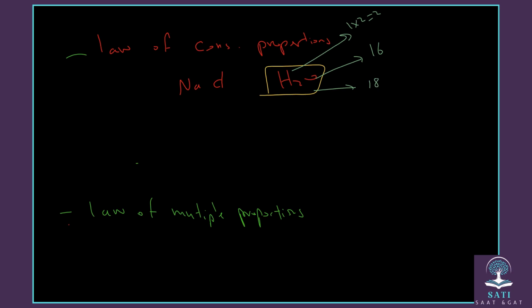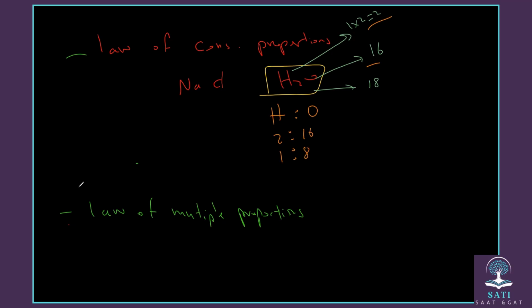If I ask you now, pay attention, what is the ratio of hydrogen mass to oxygen mass? In this case, the mass of hydrogen is 2 to the mass of oxygen, which is 16. If you simplify it, it's going to be 1 to 8.